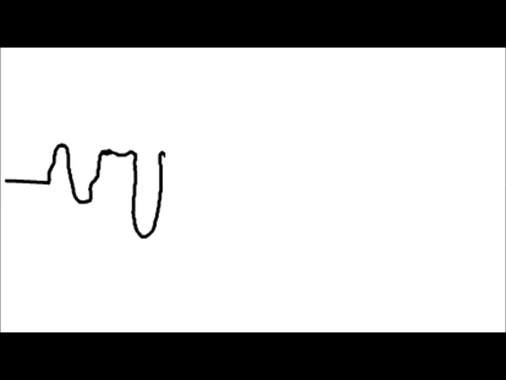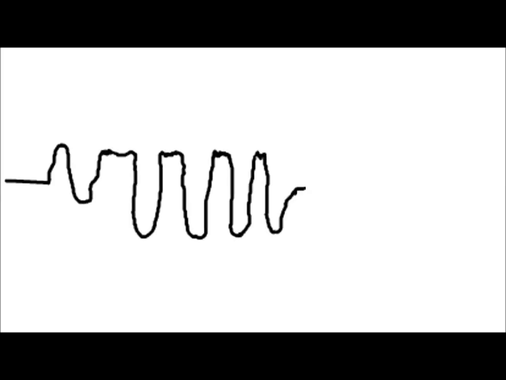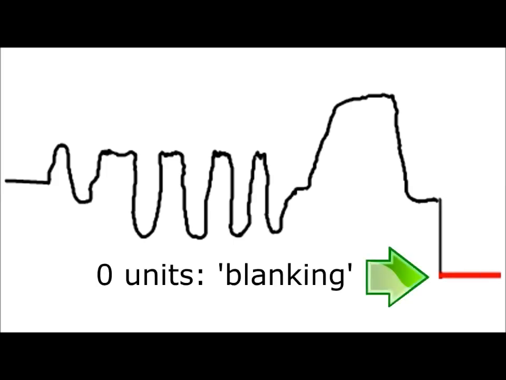Once a line of picture information has been sent by the camera, the video falls below 7.5 units to 0 units, well below the level of the darkest portion of the picture content. This tells the monitor to stop displaying video information to the viewer, and is called the blanking signal. It blanks out the picture content.